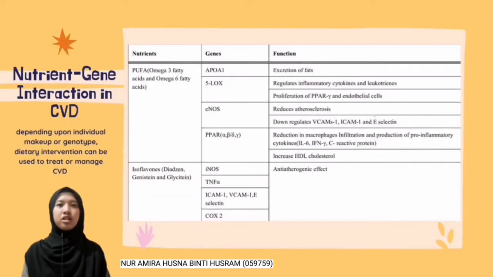Next is nutrient-gene interaction in cardiovascular disease. First is gene interaction with polyunsaturated fatty acids. Apolipoprotein APOA1 is a component of HDL. PUFA can modulate factors in the metabolism of carbohydrates and lipids and reduce the LDL cholesterol level in patients.